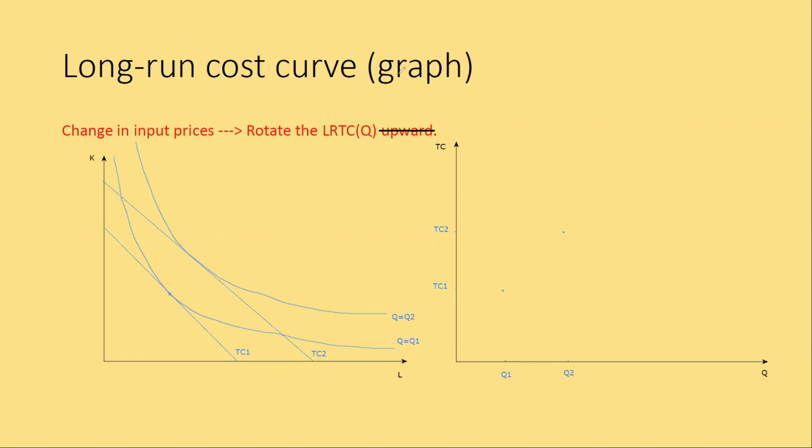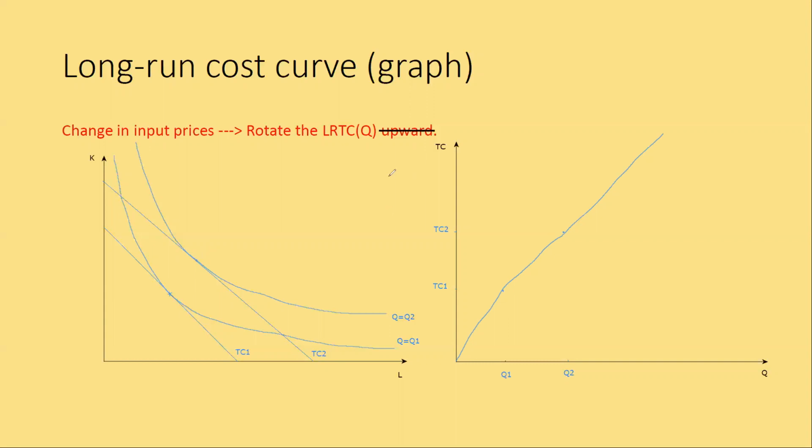So if we connect those points, we can do the same exercise for every level of Q. For every value of Q on this horizontal axis, we can find the corresponding level of TC. If we connect all of those points, this is our long-run total cost curve. Mathematically, we write this down as a function, and graphically, this is how we can derive it.